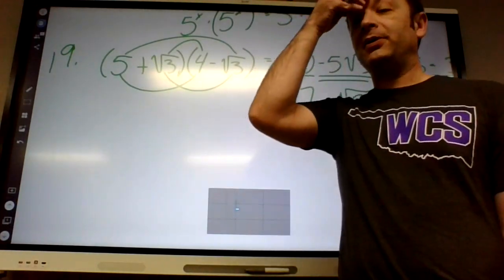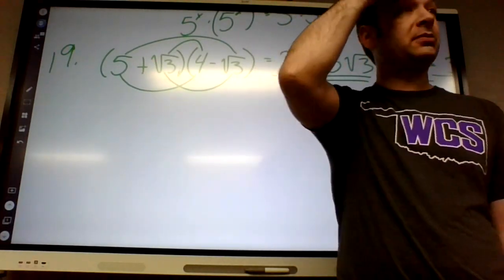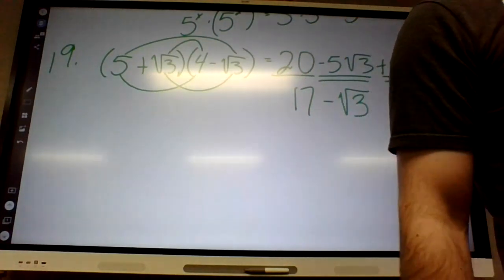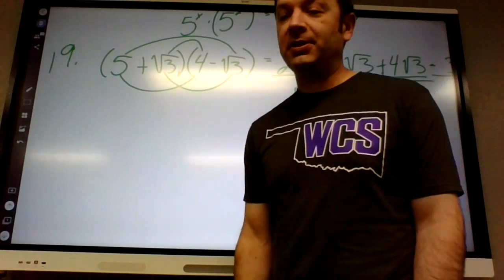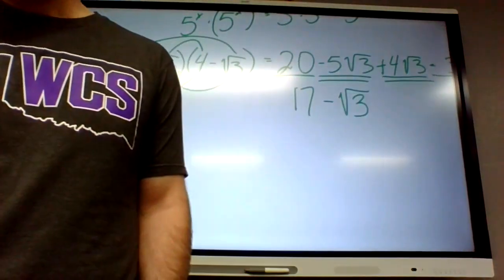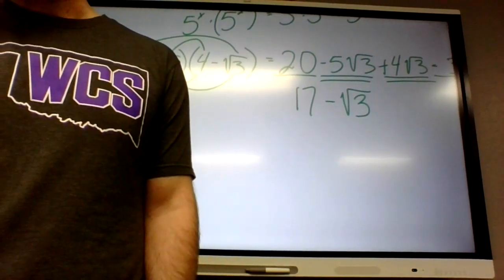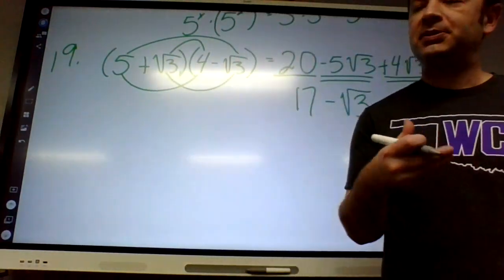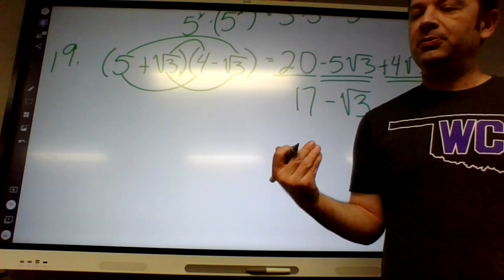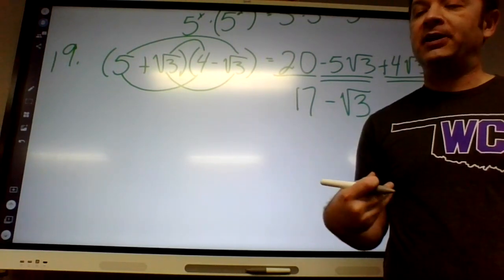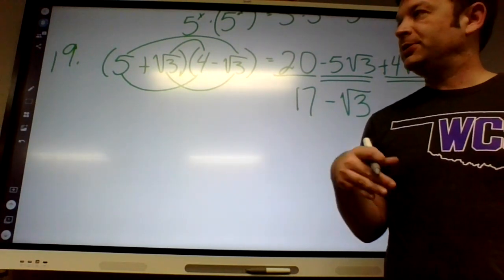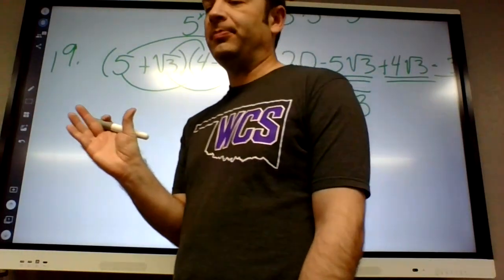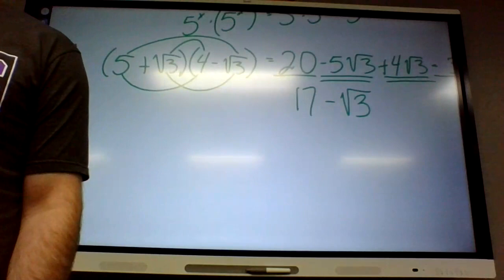How do you find the area of a triangle? You divide by 2 at the end. So on 20 you multiply. It's a lot easier multiplication because it's just one term times one term, but you divide by 2 at the end. When you divide by 2, you only divide the normal number by 2. You don't divide the square root by 2.